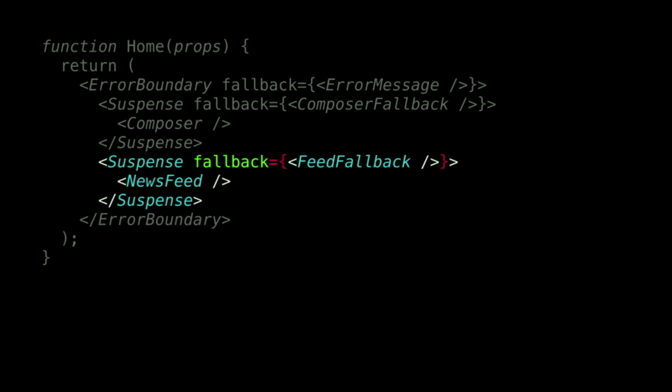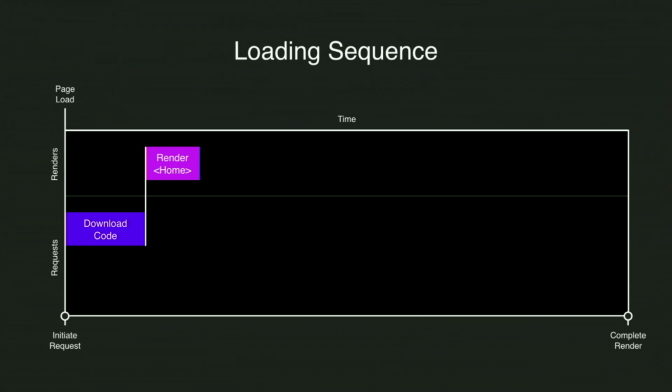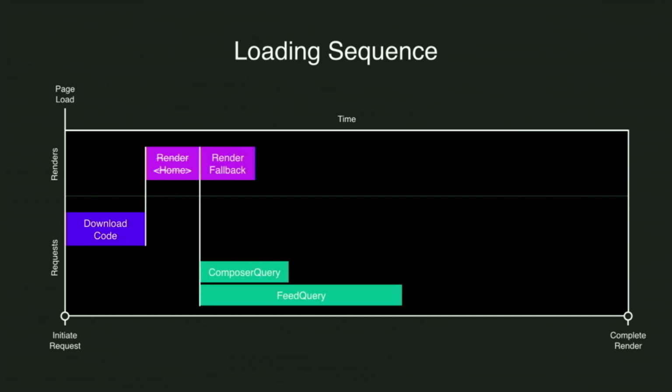Now, I don't want to have to wait for newsfeed to be ready to show Composer, for example. So I'm wrapping newsfeed in its own suspense boundary. If I put Composer and newsfeed together, then we'd have to wait for both of them to be ready. Sometimes that's what you want, sometimes it isn't. So in this case, I'm adding a separate suspense boundary. So let's see what happens when we render this. Same thing, we download code, we start rendering. But this time, we're actually going to kick off two queries.